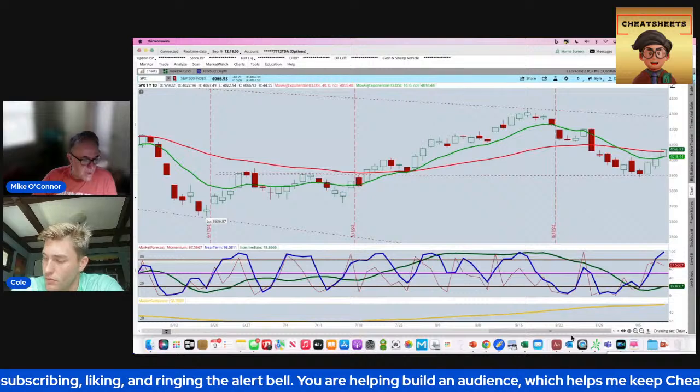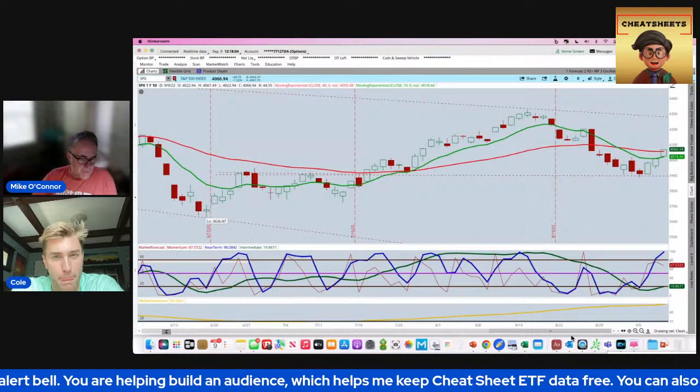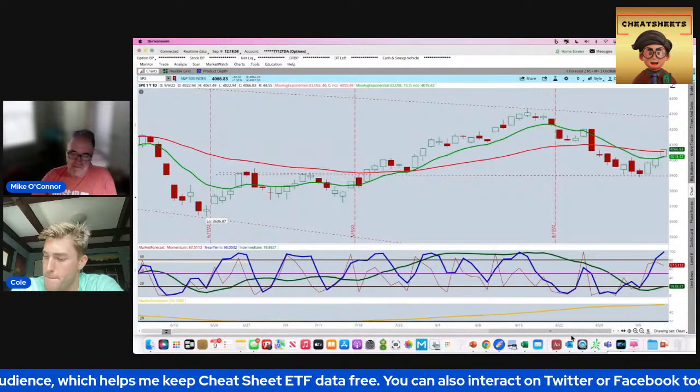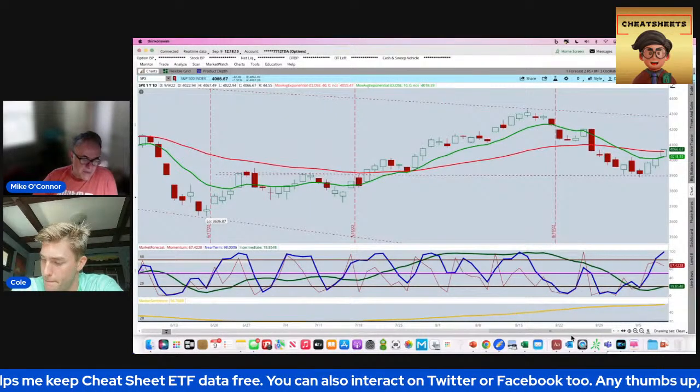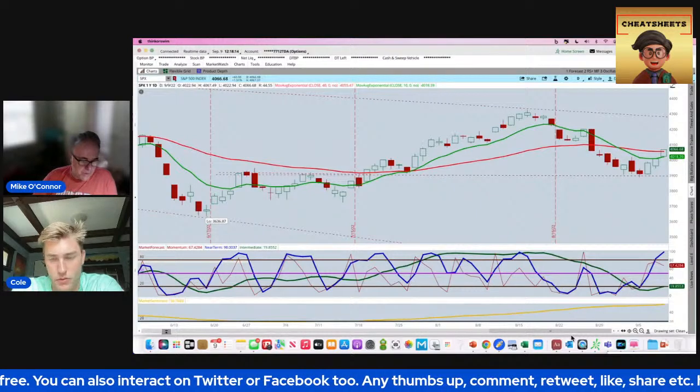And these 4 oscillators are all part of one indicator, which is called the market forecast. And it's how these 4 acceleration oscillators interact with one another that can really give us a sense of what's going on.